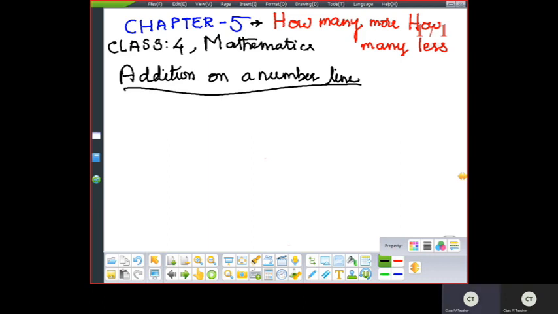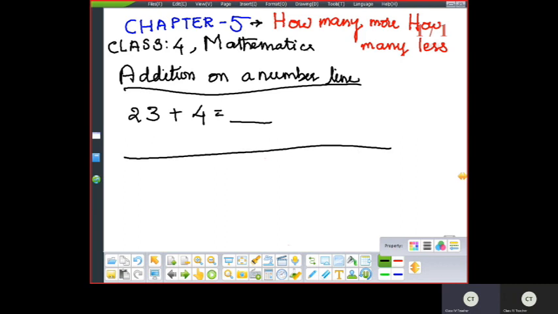So addition on a number line. Let me start with a small one. 23 plus 4 is equal to how much? So let me draw the line. I'll start from 0. As I told you, we start the number line from 0.